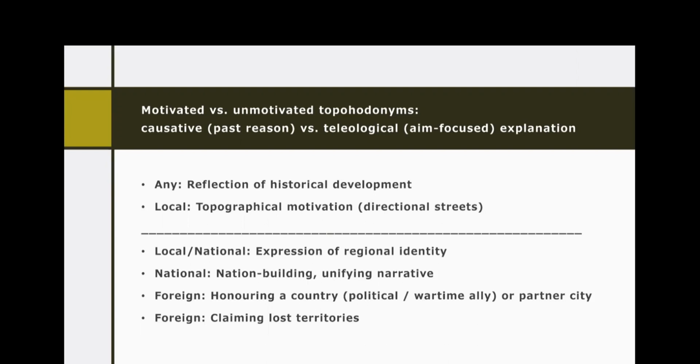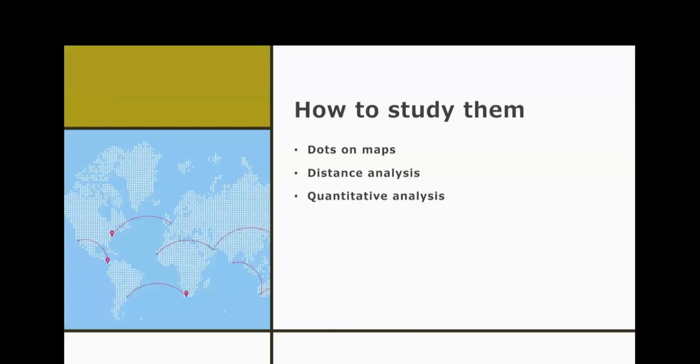And secondly, there are names unmotivated in the onomastic sense, that is conventional or arbitrary, if you will, with no relationship to the town or the city commemorated. But there was usually some aim in naming. It could be either manifestation of regional identity or a show of national unity, national narration, or maybe the wish to honor a political ally, or perhaps a nostalgic reason, referring to a lost territory. In any case, it would be a teleological explanation, that is to say, explanation focused on the aim rather than the past reason. Okay, and our final question is how to study topohodonyms.